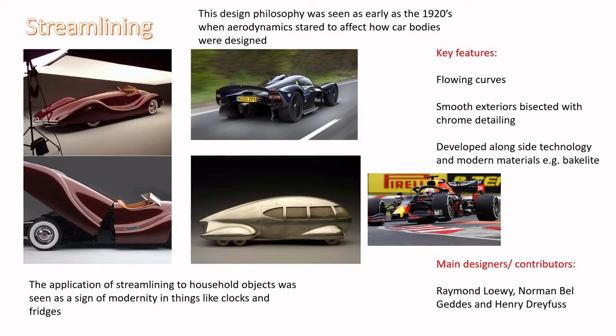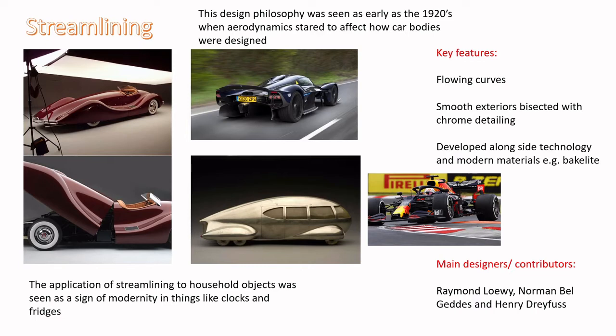Streamlining. This design philosophy was seen quite early, in the early 1920s, when aerodynamics had just started to be thought about for car body design. It's a whole idea of flowing curves, smooth exteriors and chrome detailing, along with modern materials, obviously metals and Bakelite. It was most commonly used on cars, but was also used on household objects like kettles and irons, all with these nice flowing looks.